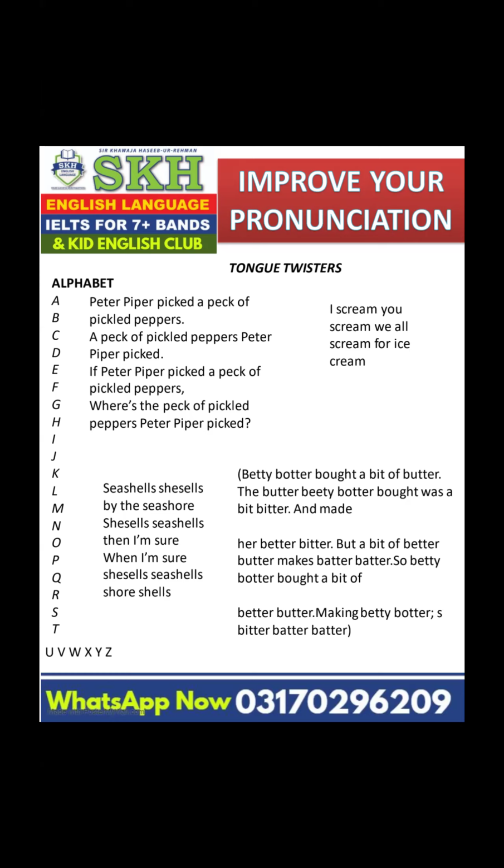Betty Butter bought a bit of butter. The Betty Butter bought was a bit better and made her better, bitter. But a bit of better butter makes better batter. So Betty Butter bought a bit of bitter butter, making Betty Butter's bitter batter better.